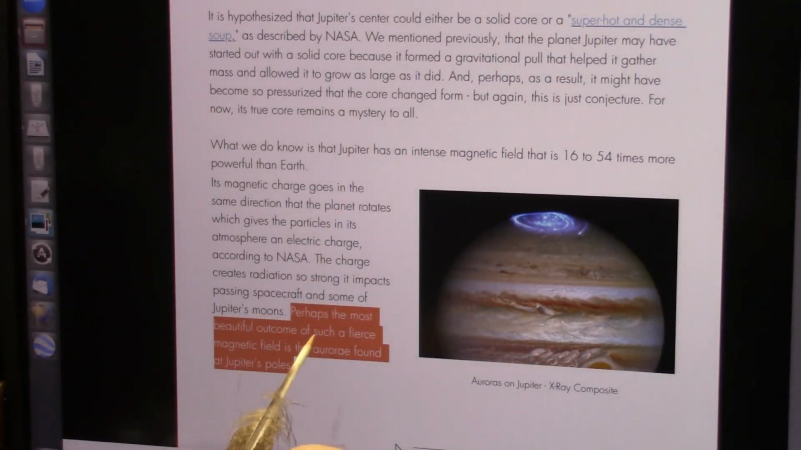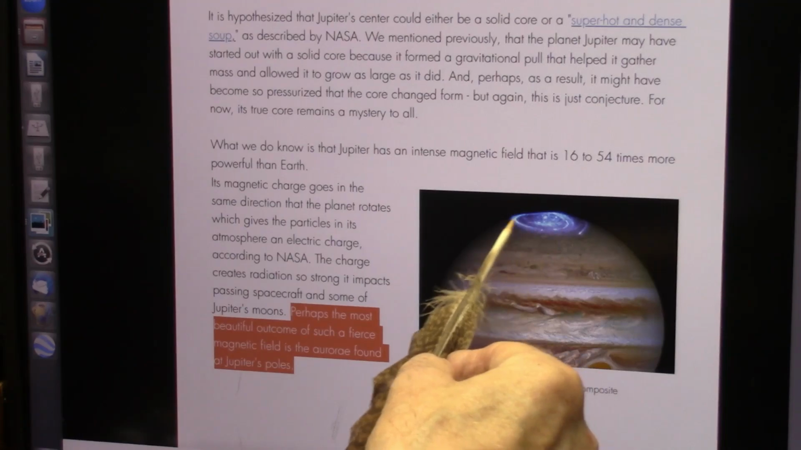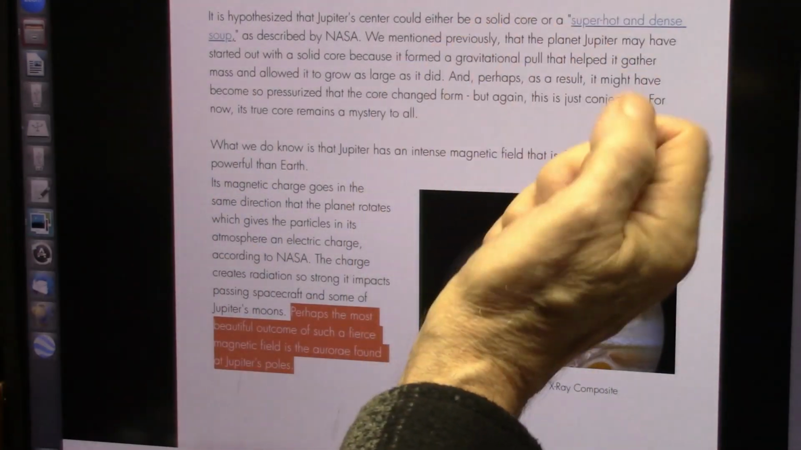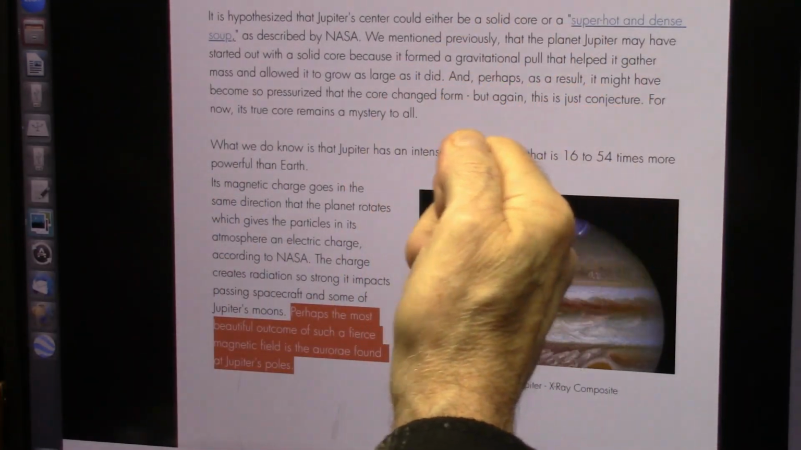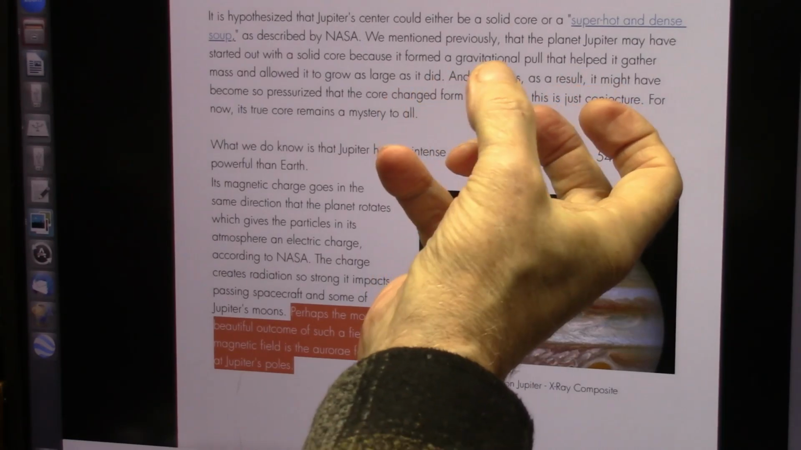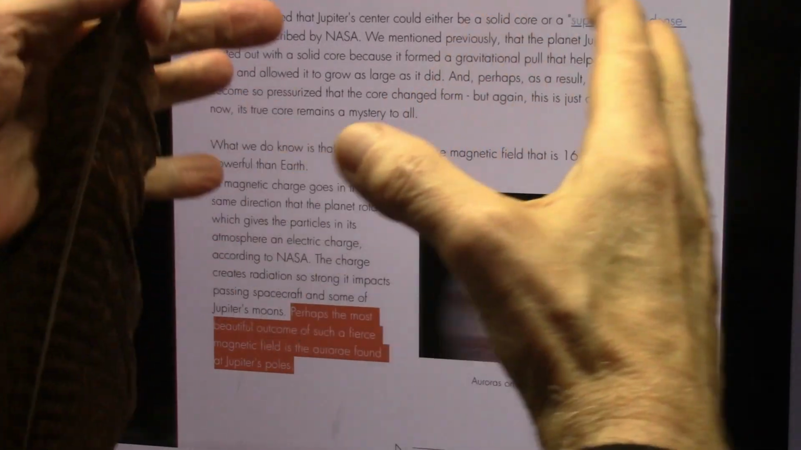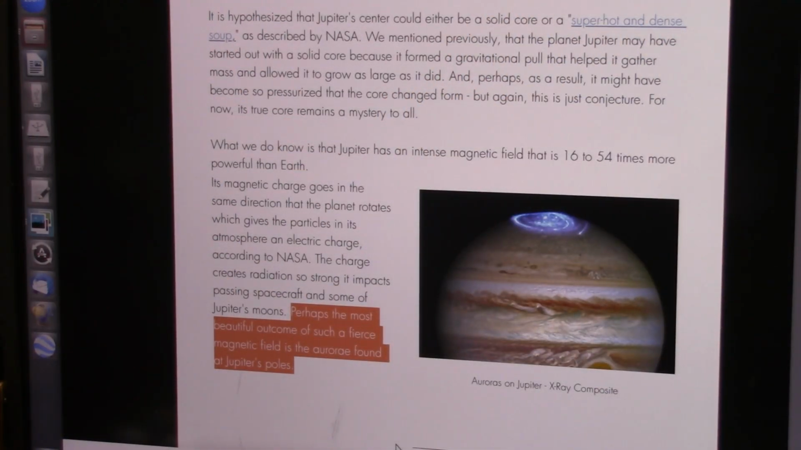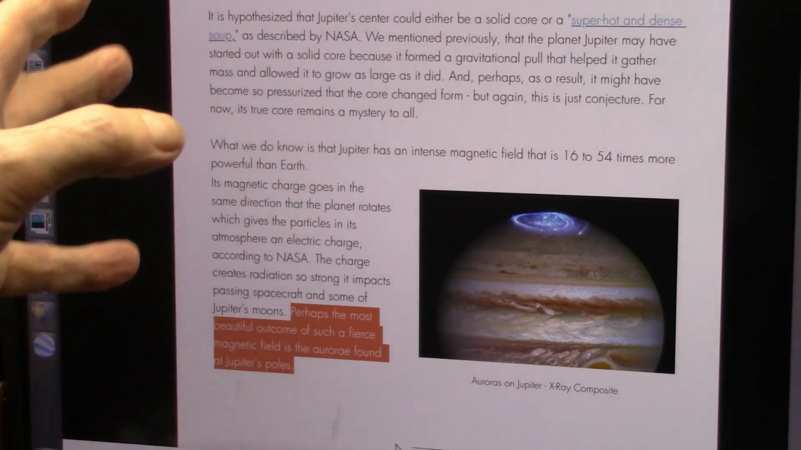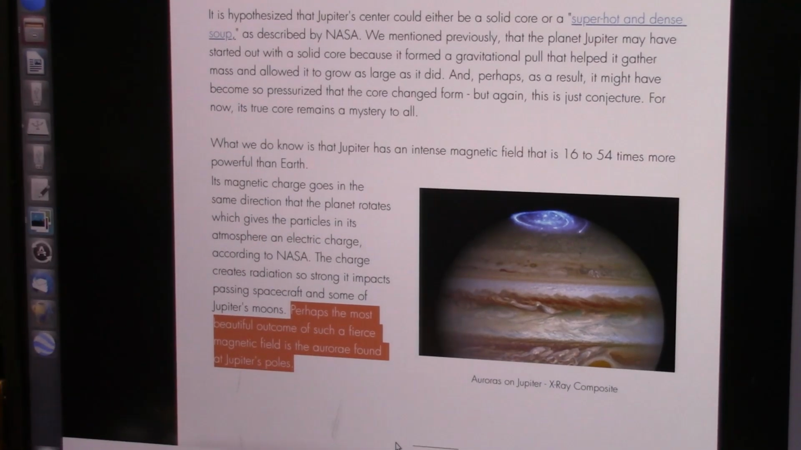So, and then it talks about the most beautiful outcome of this fierce magnetic field: the aurora found at Jupiter's poles. And that's because that's where the most intense scrub is. That's where all your particles are scrubbing like crazy at the poles, creating these huge waves of magnetic fields. And I can show you that in some pictures.